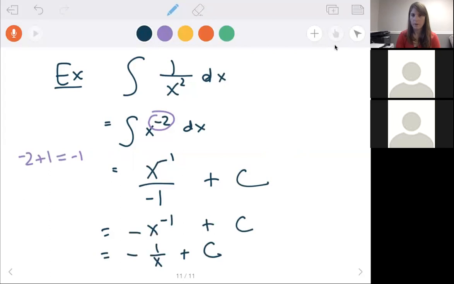Now at this point, you're probably saying, okay, we need to check this. So in order to check it, we could differentiate -1/x, and we should get +1/x². So what I want you to do is check this, and then we're going to do a little bit more practice.